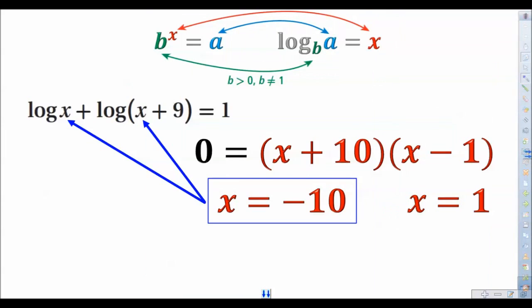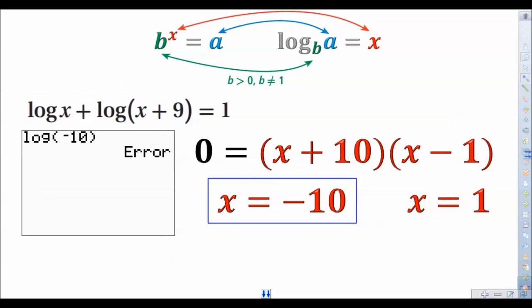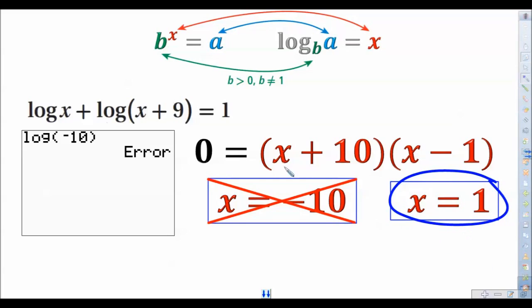Check our answers. Negative 10 in there, going in here, and also negative 10 right there. Remember, be careful about those negatives. Sometimes it works, like we saw earlier, but notice what happens right here. Wah, wah. So guess what that means? If we get an error, that means that answer is no good. So the only answer that is legit here is going to be that 1, and you can check it in there.